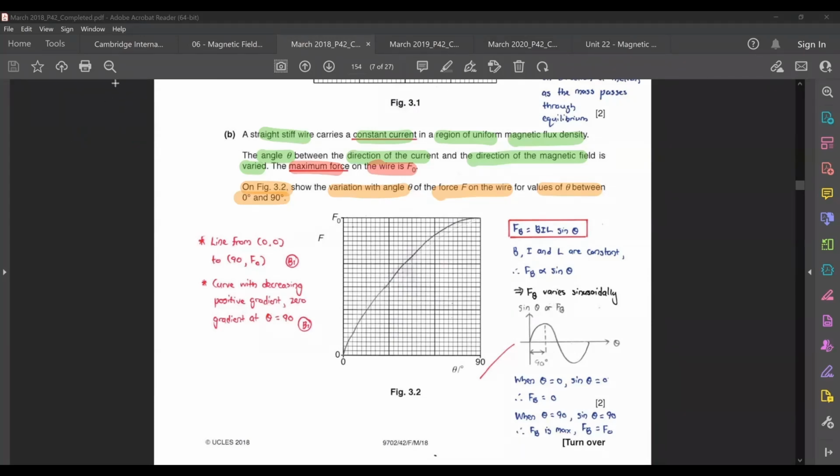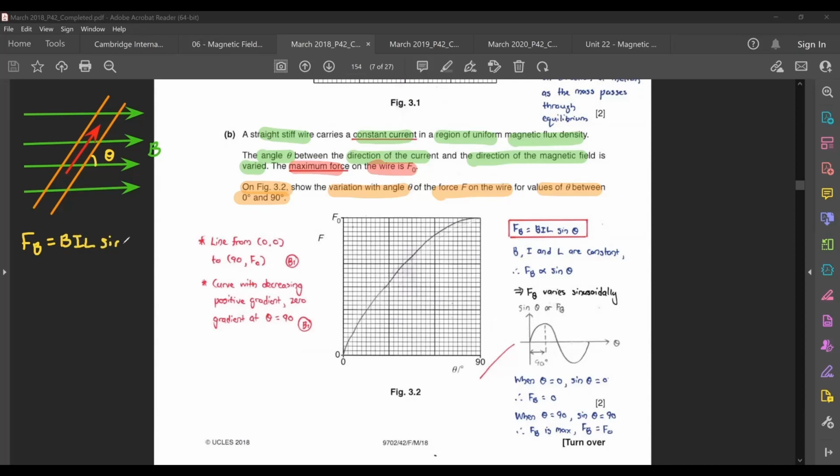Let's try to visualize what is being described by your question. You have a uniform magnetic field with flux density B that could look something like this. And then inside the magnetic field, you have a wire that is placed at an angle to the field. Inside the wire itself, you have current flowing through it, which makes an angle of theta to your magnetic field. In the previous lessons, you learned that the magnetic force acting on a wire that is placed at an angle to the field will be given by this equation, FB equals BIL sine theta.